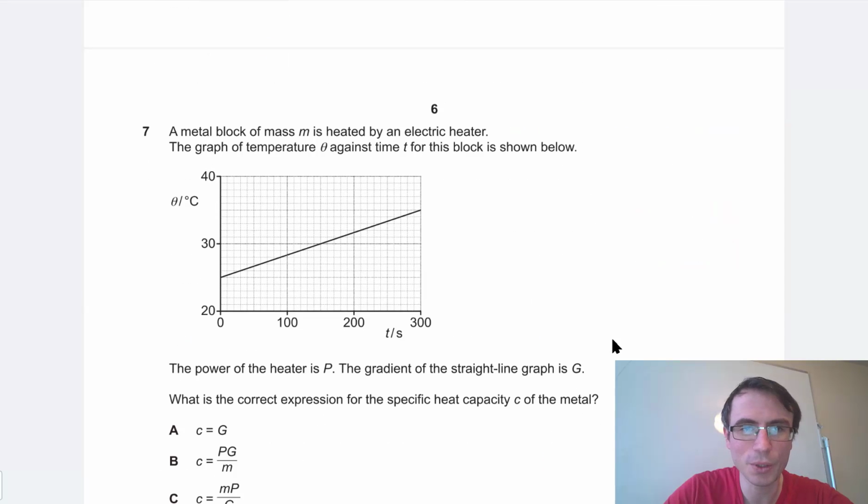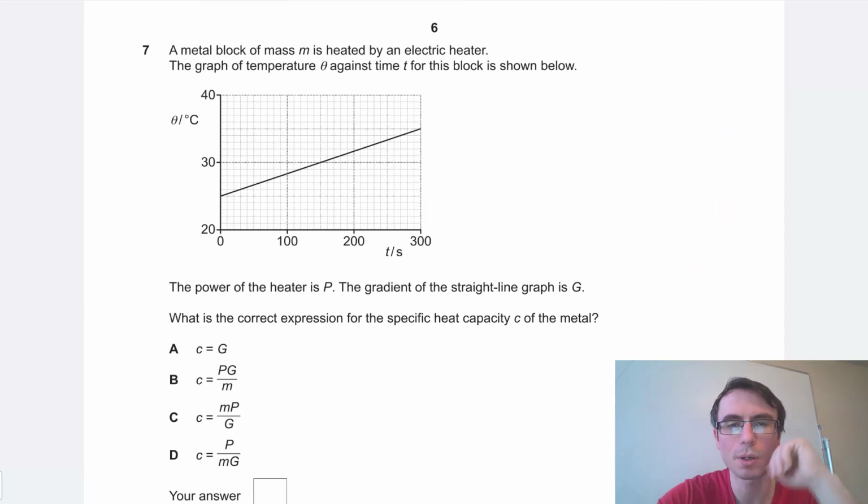Okay, next question. We have a metal block of mass m that is heated by an electrical heater. The graph of the temperature theta against time for this block is shown below. The power of the heater is P, and the gradient of the straight line graph is G. What is the correct expression for the specific heat of the metal?